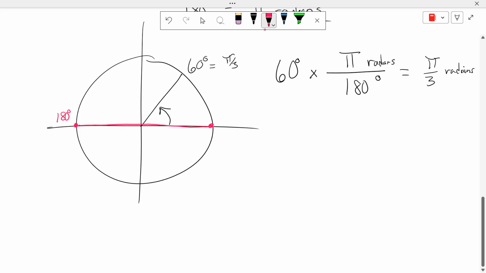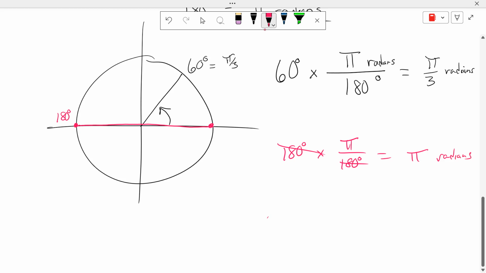Let's say you have a 180-degree angle. How many radians is that? Pi radians. Because you take 180 degrees times pi over 180, those cancel and you get pi radians.